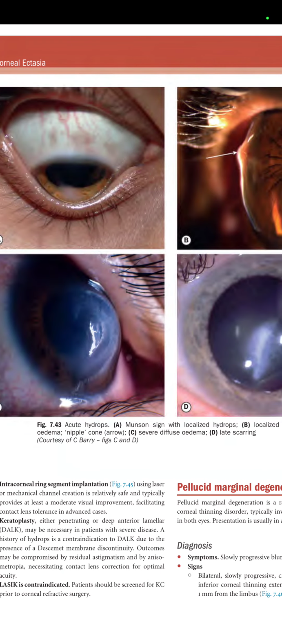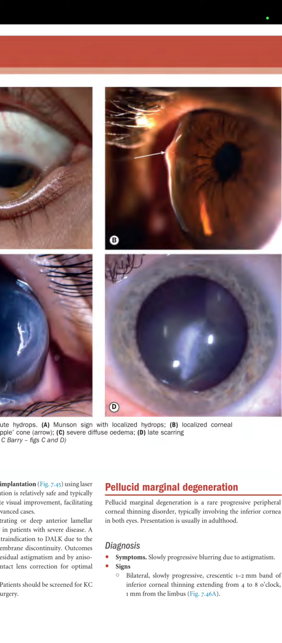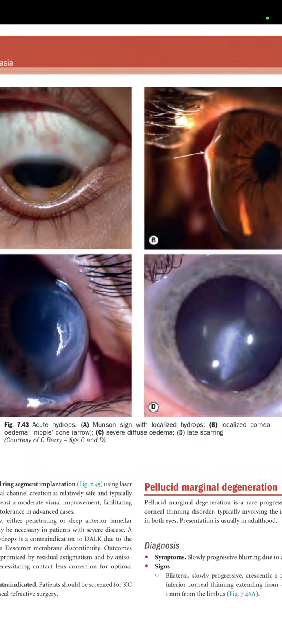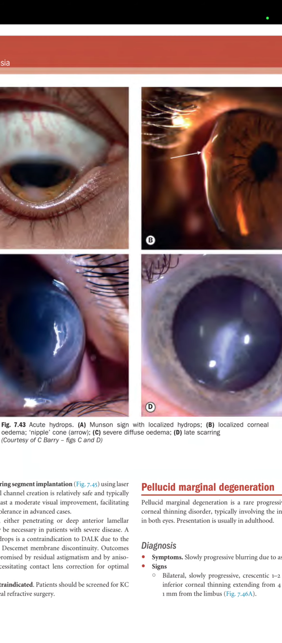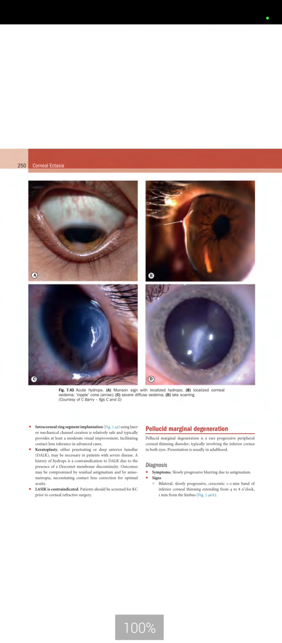Acute hydrops: A is showing the Munson sign with localized hydrops, B is showing the localized corneal edema, nipple cone, C is showing the severe diffuse edema, D is showing the late scarring.